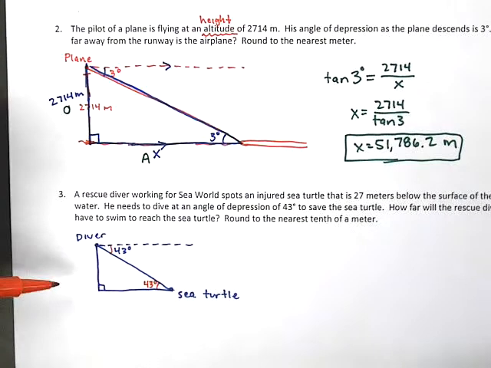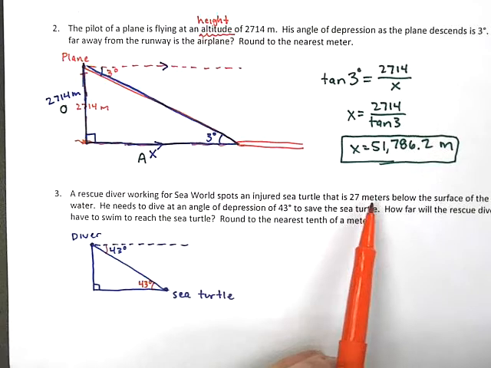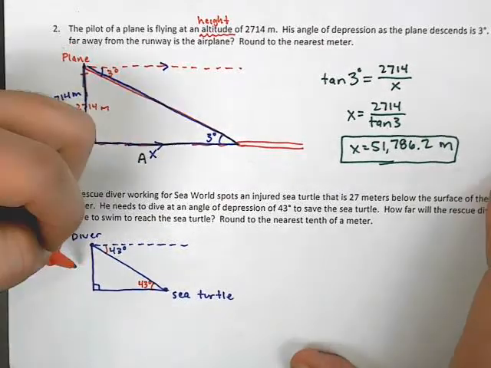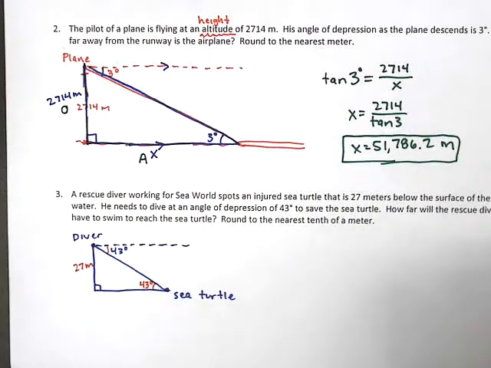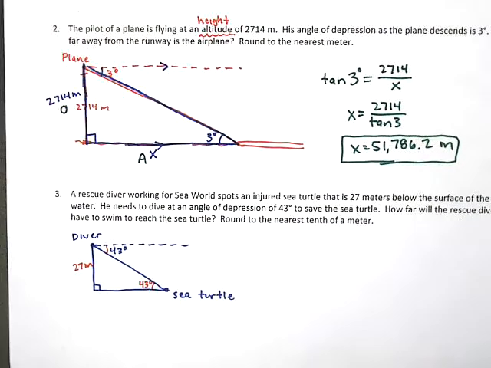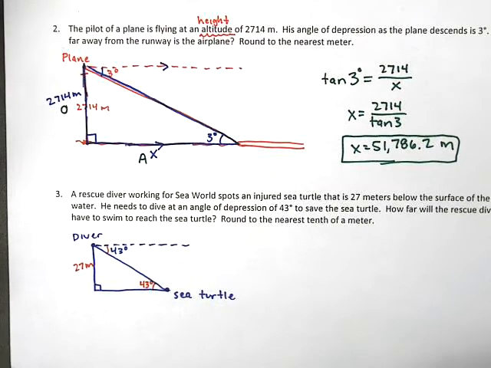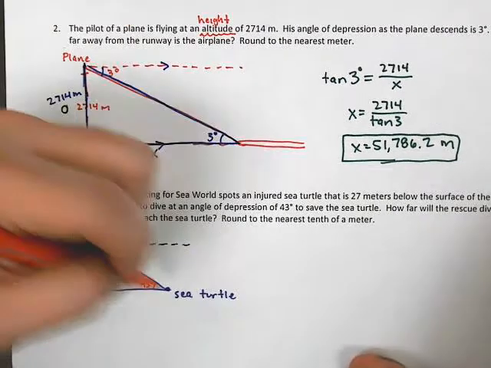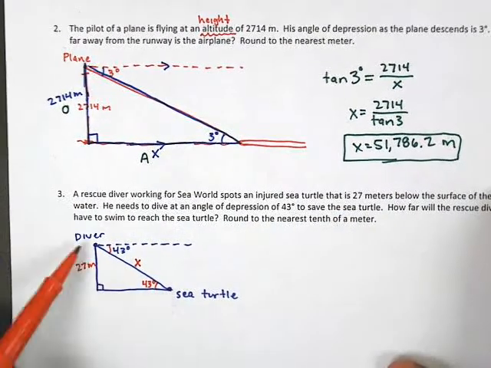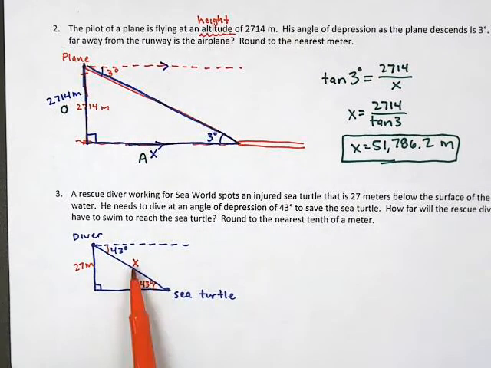Now that we have our triangle drawn, let's see what's going on here. Well, we know that the sea turtle is 27 meters below the surface of the water. So that's like a vertical distance, or a vertical height. So I know that I can put 27 meters along the vertical. And let's see here. How far will the rescue diver have to swim to reach the sea turtle? This question I don't necessarily like, only because when I talk about distance, I tend to care more about how far in a horizontal direction. But technically, if we're swimming from the diver straight to the sea turtle, then in this case, I'm looking for the hypotenuse, right? I want to know exactly how far away is the sea turtle from the diver. So my variable would have to be my hypotenuse, excuse me.